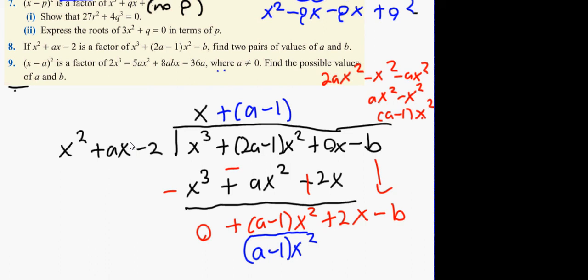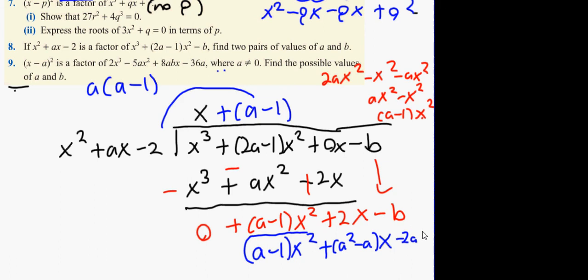Then we're going to get a minus 1 times a. Now a minus 1 times a is a squared minus a. So it's going to be plus a squared minus a times x. Finally, a times minus 2, minus 2a plus 2. Okay?